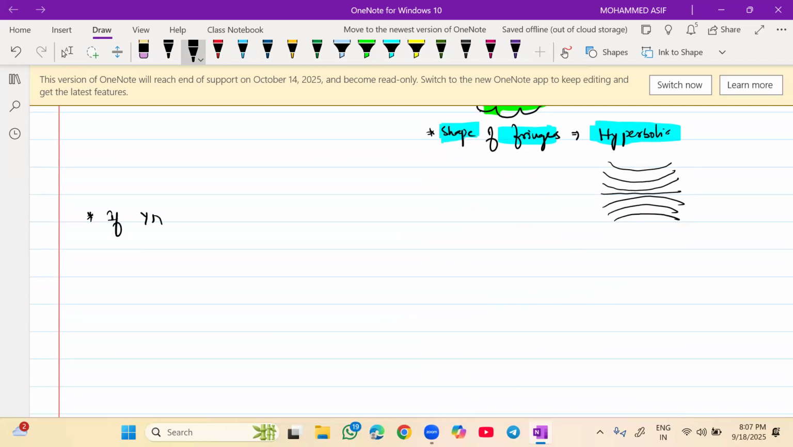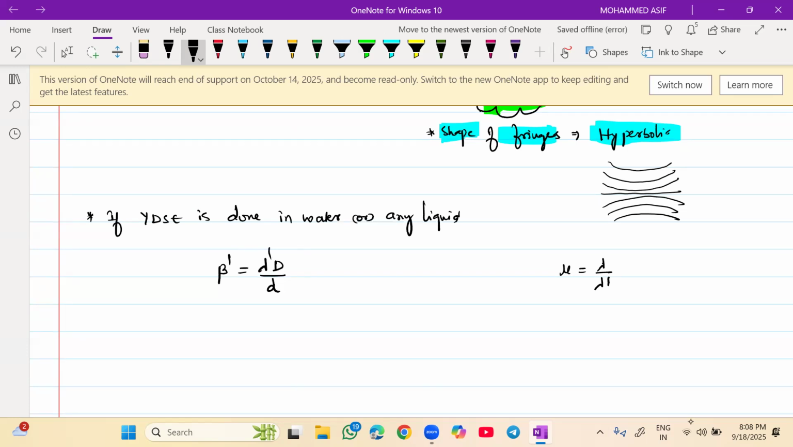If Young's double slit experiment is done in water or any liquid, then the fringe width will change. Beta dash will be equal to beta divided by refractive index mu, because you know the refractive index mu is equal to lambda divided by lambda dash. Beta dash will be equal to lambda dash capital D divided by small d.